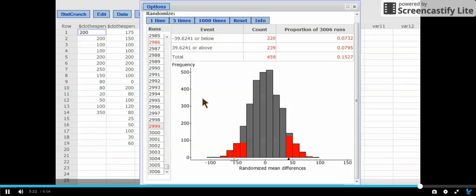This area in red will really represent what we call the p-value in a hypothesis test. The p-value is the probability of getting a difference more extreme than what we got in the original data if the null hypothesis of no difference in the means between men and women is true.